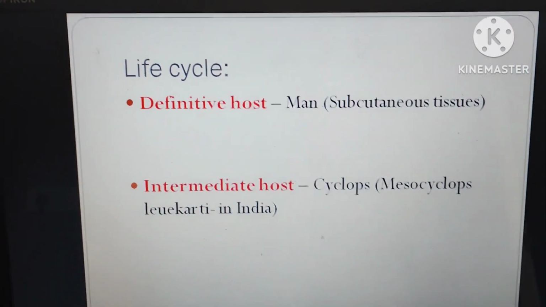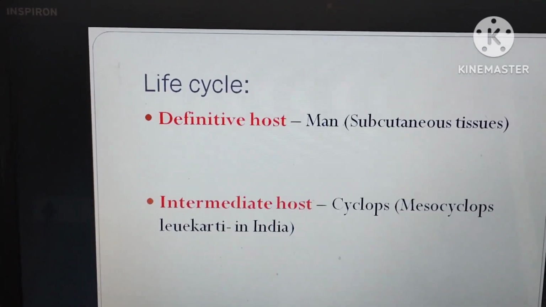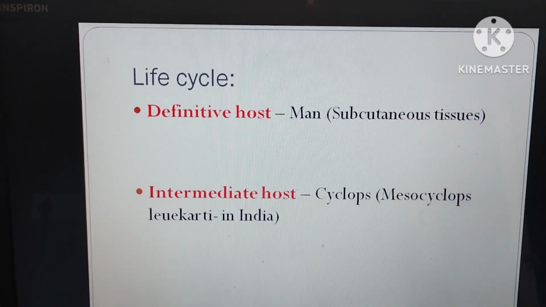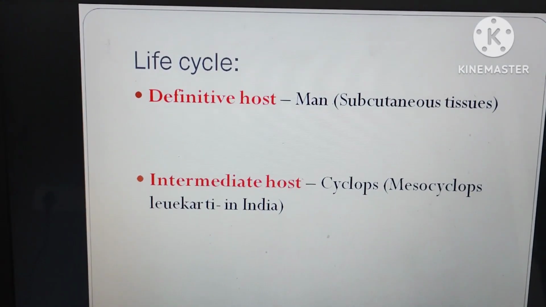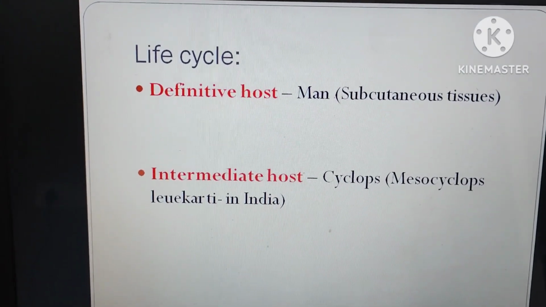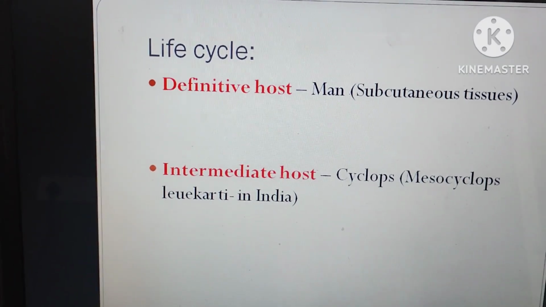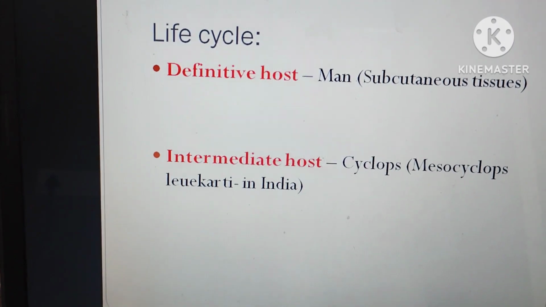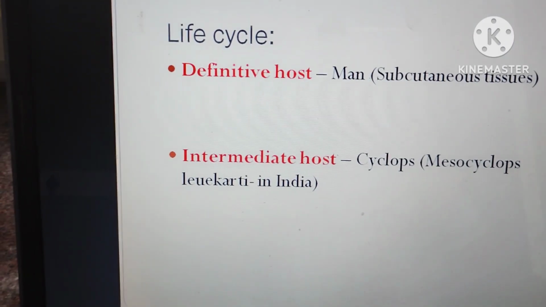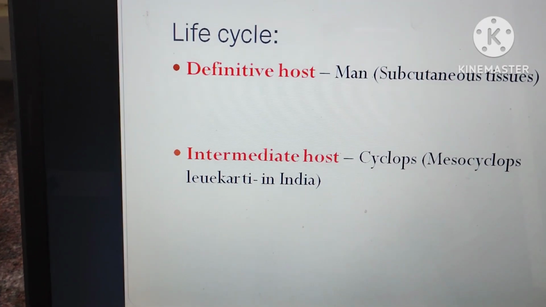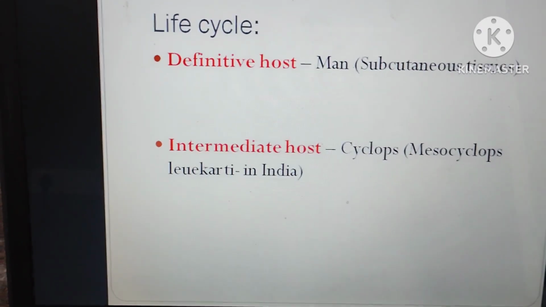Coming to the life cycle, what happens is, if man accidentally drinks water contaminated with cyclops, the cyclops enter the stomach and get digested, and the L3 larva will be released. This L3 larva enters into the subcutaneous tissue of the man and develops into an adult worm.